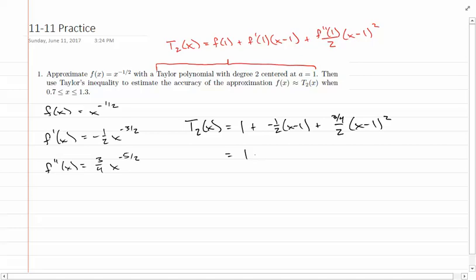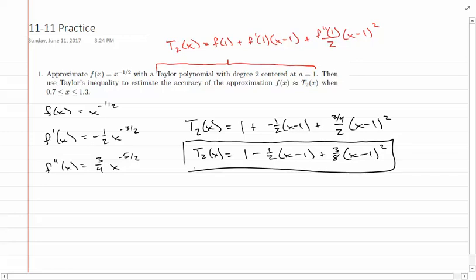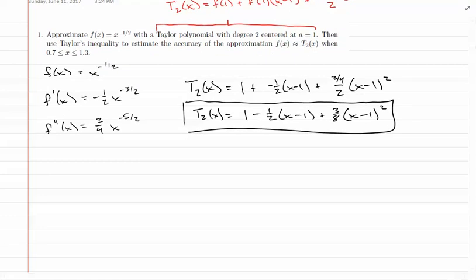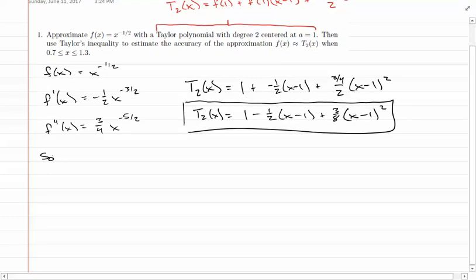So when you simplify this, this is 1 minus a half times (x minus 1) plus 3/8 times (x minus 1) squared. That is the degree 2 Taylor polynomial centered at a equals 1 for this function. Okay. So we know that f of x is approximately T sub 2 of x.